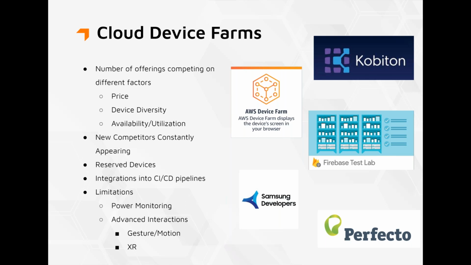And they differentiate themselves on a number of factors. Price is a big one. Device diversity is another big differentiator, and then the availability and utilization. So in other words, whether or not you can actually dedicate a device, similar to cloud platforms like AWS and GCP, where you could have reserved instances instead of spot instances. Some platforms allow you the ability to have reserved devices that only your software runs on. Nobody else gets access to it.